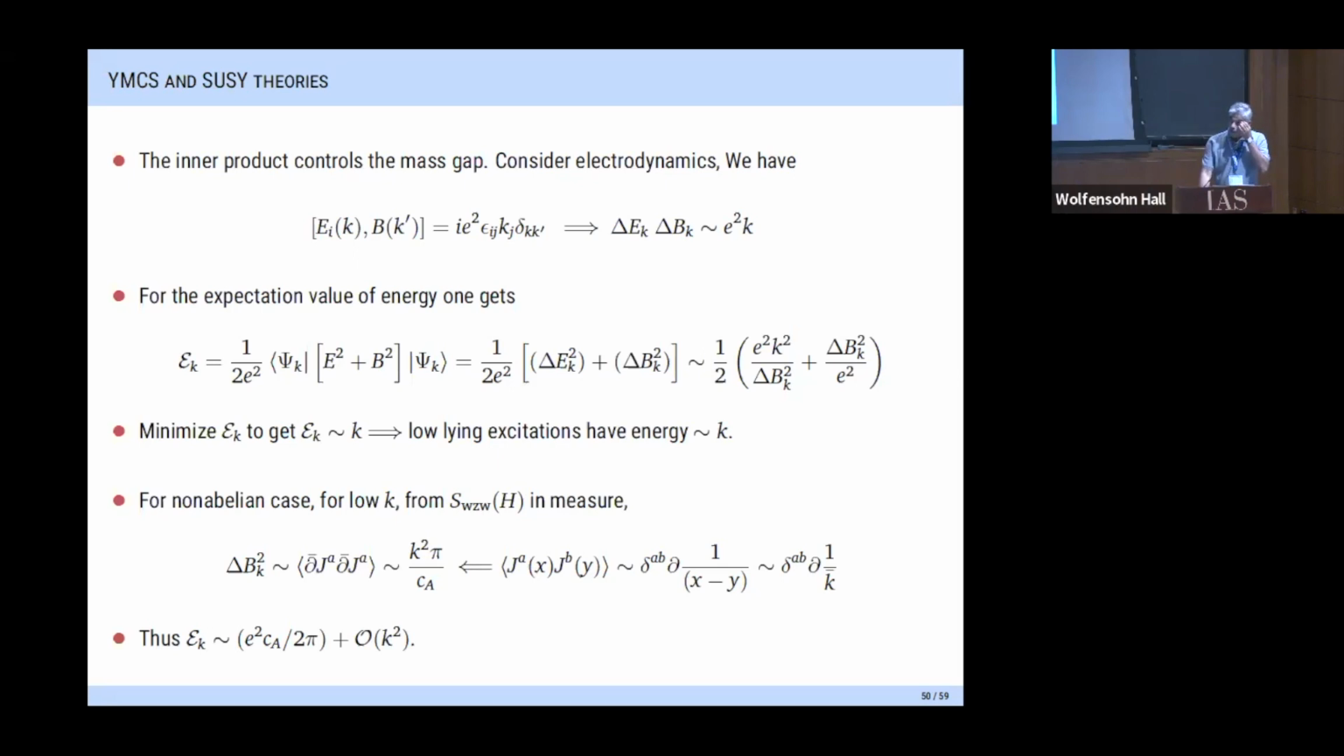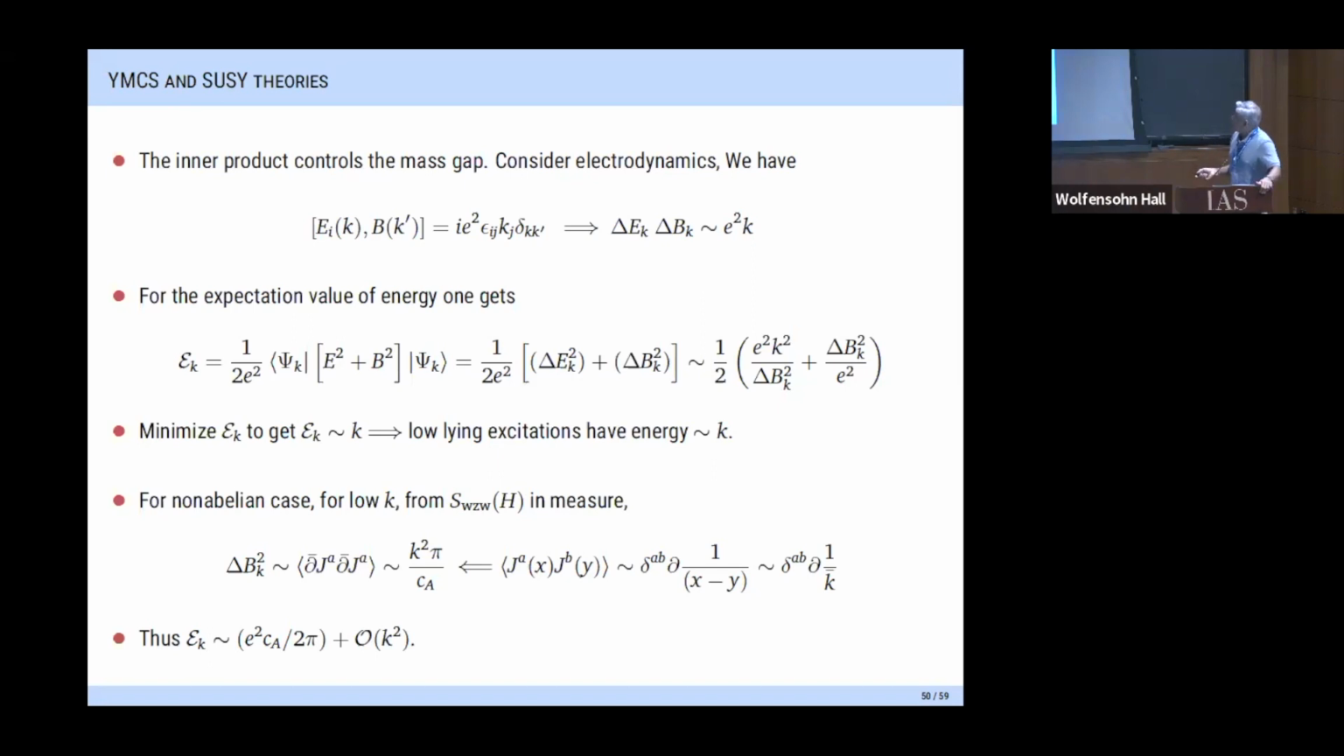Now, you can ask, how does that play into computing various things? So instead of actually doing a calculation, I'm going to give you a simple argument why that term is important in generating a mass gap. Okay, kind of an intuitive argument. And then once we have that, I think we can go back and see what happens with Chern-Simons and so on. Okay, so here's the argument.